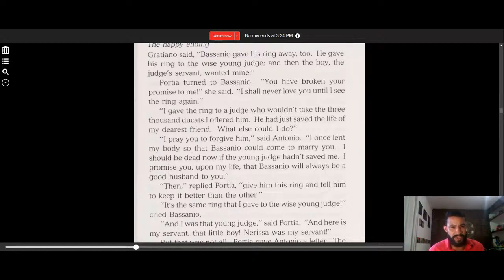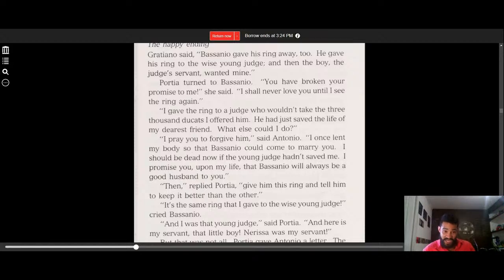I pray you to forgive him, said Antonio. I once risked my body so that Bassanio could come to marry you. I should be dead now if the young judge hadn't saved me. I promise you, upon my life, that Bassanio will always be a good husband to you. Then, replied Portia, give him this ring and tell him to keep it better than the other. It's the same ring that I gave to the wise young judge, cried Bassanio.